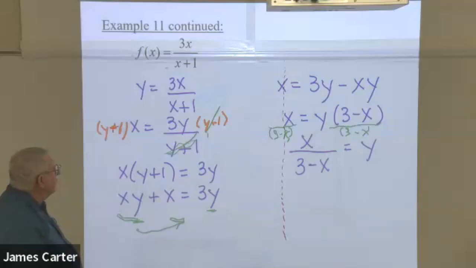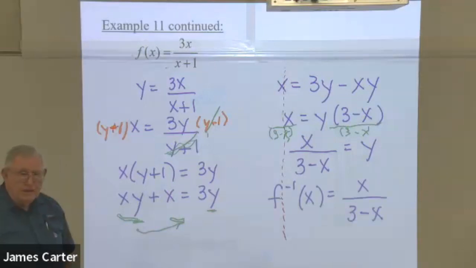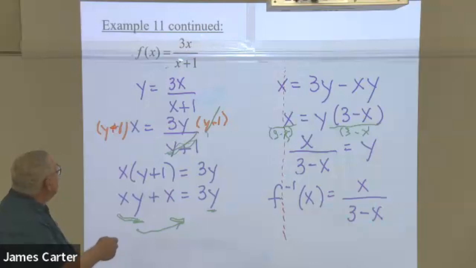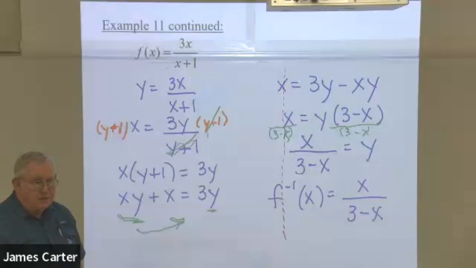Okay, that simplifies. When I divide both sides, these two cancel, and I get x over 3 minus x equals y. So this, when I put in the notation, should be the inverse. And I bet someone on the test forgets this last step whenever it comes. Now, we could test these by composition to see if they are truly inverses and 1-to-1, and we didn't make some mistake.